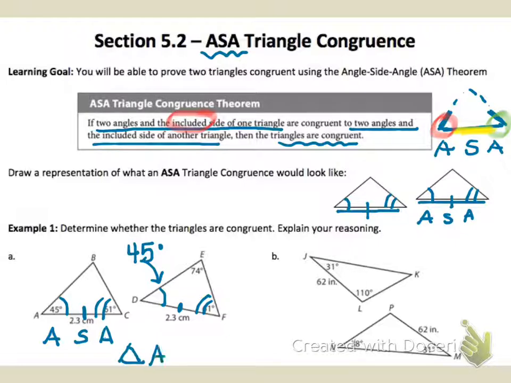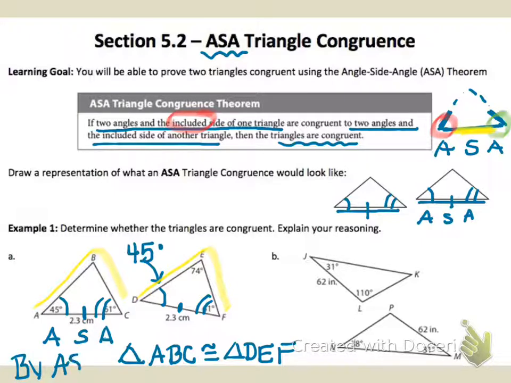Triangle ABC is congruent to, so if I called this one ABC going around like that, then I'll have to go DEF. And the reason why is by the ASA. And I've shown that with my markings. So when it says explain your reasoning, that's basically my explanation: to mark the drawing and show that I've met the requirements to use this theorem.